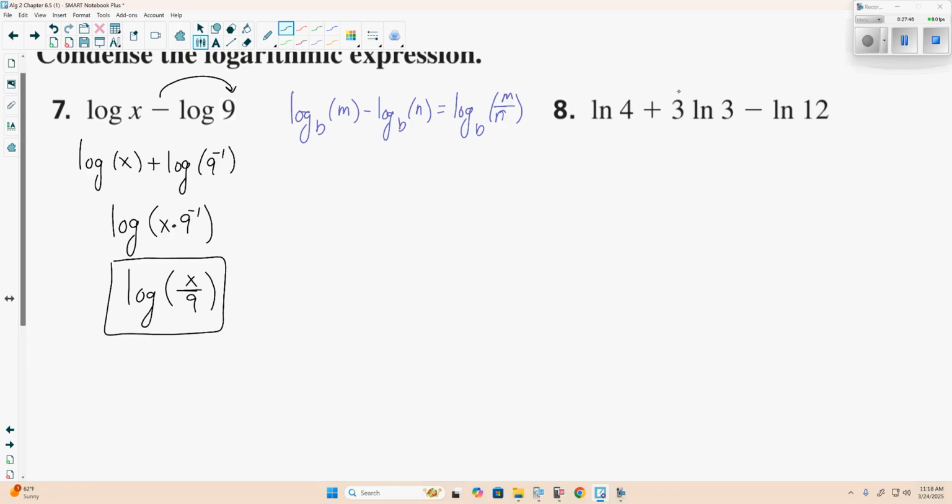Now number 8, just like we've been doing, we can do power first. Now since there's not a number in front of the natural log of 4 besides 1, we're not going to bring an exponent up. I mean, we could say 4 to the first power, but that's just going to be 4. In the middle, we'll have the natural log of 3 to the third. And then the last one, we can pull up that negative 1, giving us 12 to the negative first. Questions on this so far? Anything not making sense?